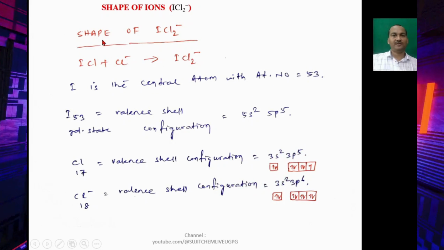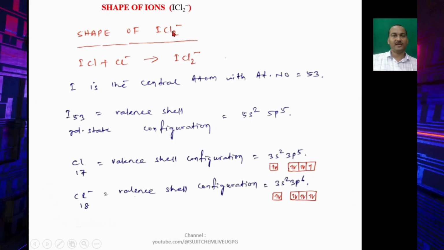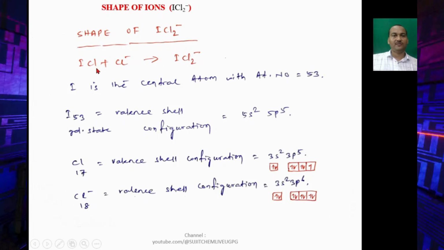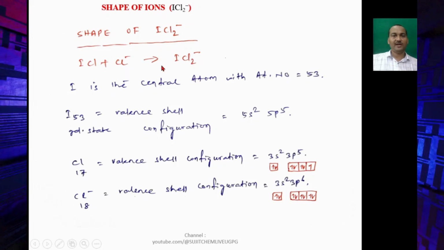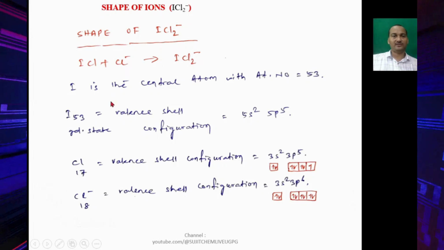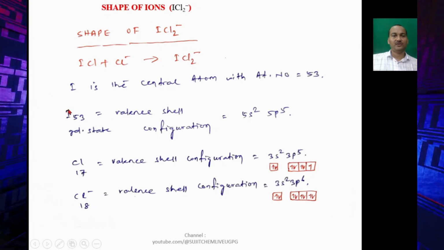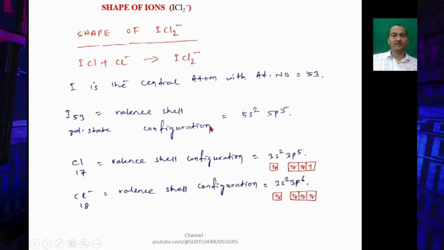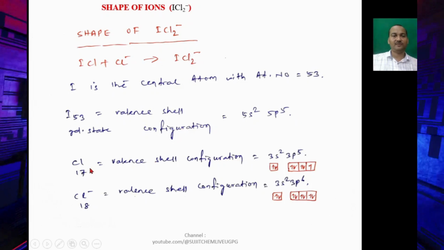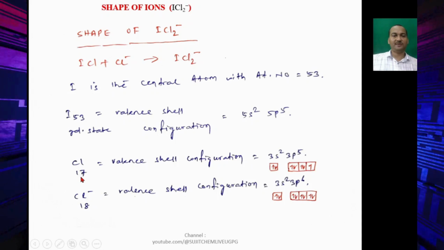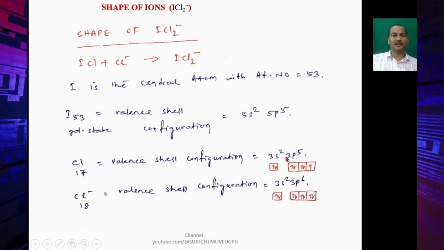So let's talk about the shape of ICl2 minus. ICl2 minus we get by combining ICl plus Cl minus, giving rise to ICl2 minus. Iodine is the central atom with atomic number 53. Iodine 53 valence shell configuration is 5s2 5p5, and chlorine, atomic number 17, valence shell configuration is 3s2 3p5.